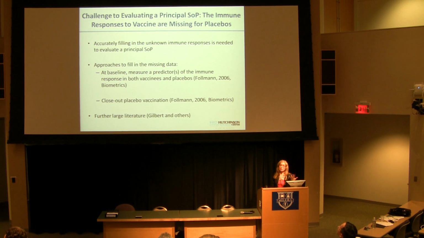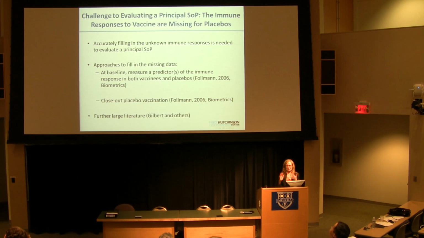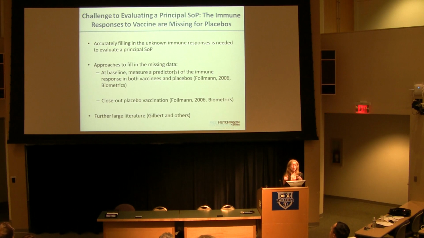There is a challenge to evaluating the principal surrogate of protection. We don't know what the immune responses to vaccine would be; they're missing for the placebos. That's the weak link in all of this. Sounds nice, but Dean Follmann, who's the head of the biostatistics branch at NIAID, and came in from Heart, Lung, and Blood, whatever, I can never remember.